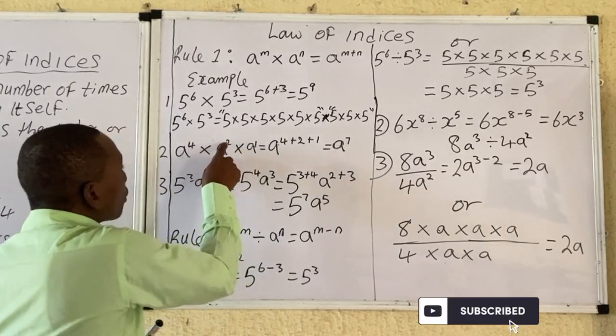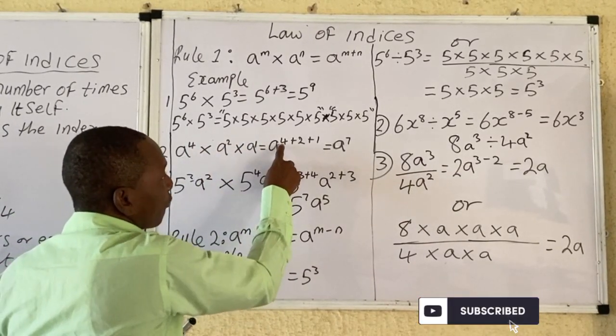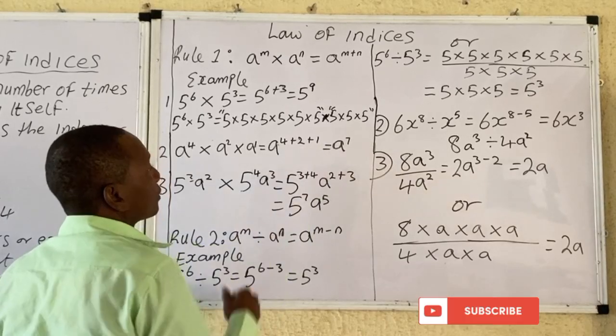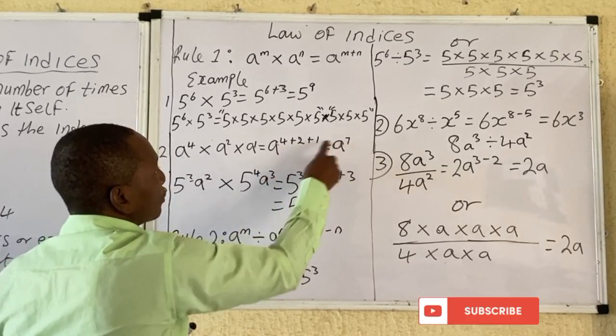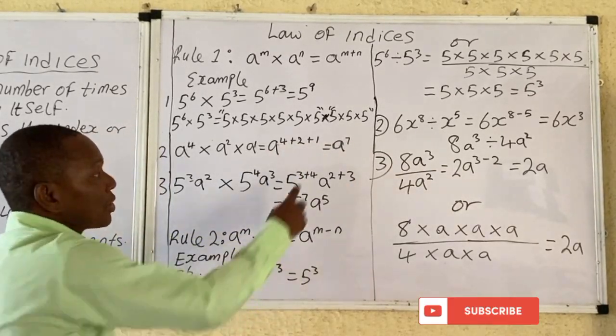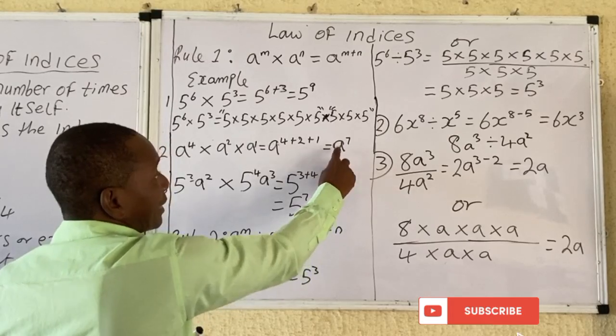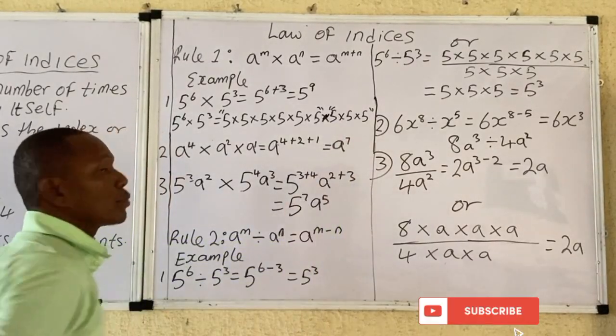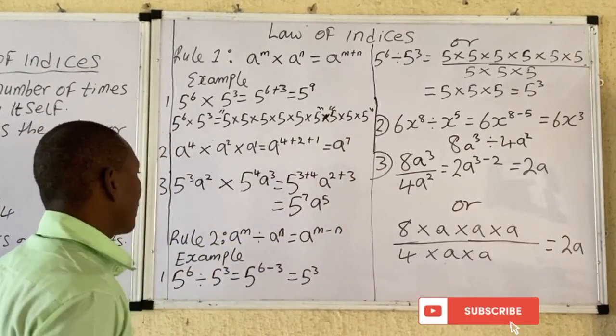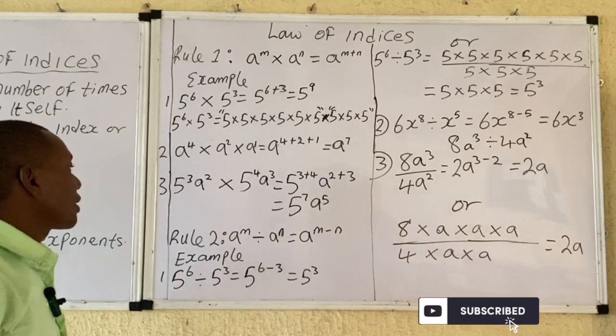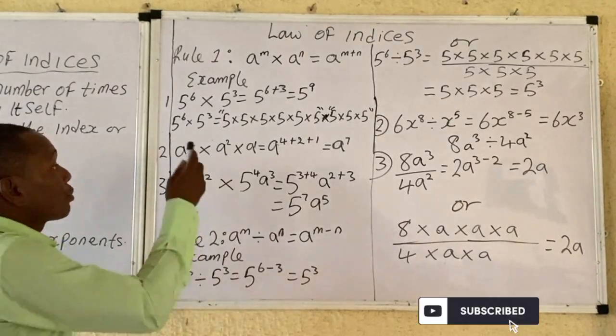So, 4 plus 2 plus 1. That's what we have here. So, 4 plus 2 plus 1 is 7. And our a simply means a raised to the power of what? 7. Remember, again, the a is the base, while 7 is what? The index. All right. Now let's take question number 3, which is the last example for this rule.